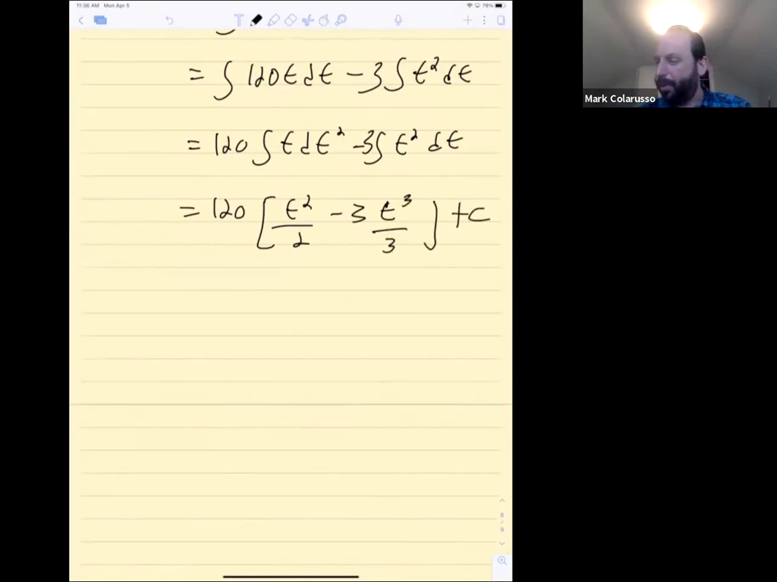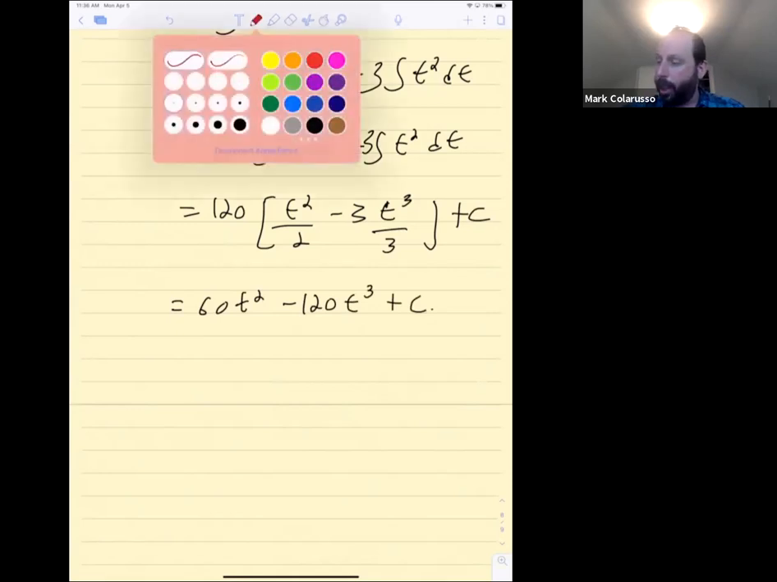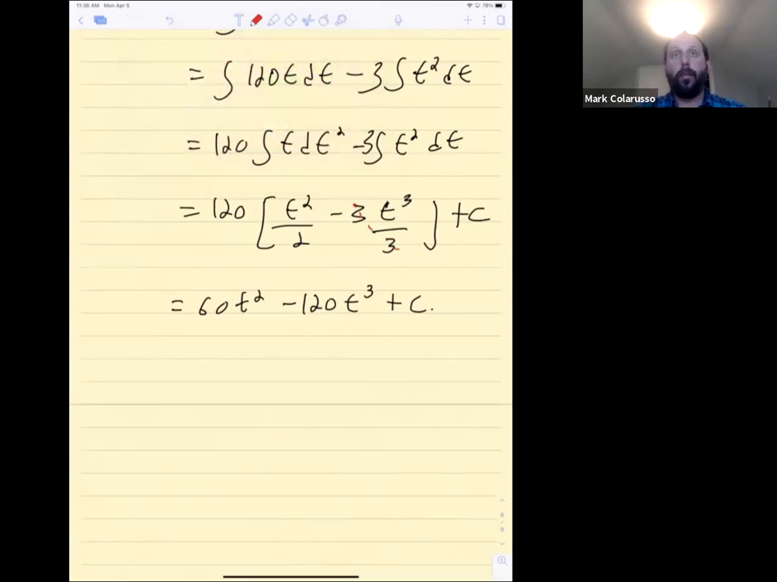And so now I should do some simplifications. So you get 60t squared minus 120t cubed plus c. I'm just canceling off these 3's, and I'm expanding the 120 inside. 120 divided by 2 is 60. Okay, so now this is p of t plus c, and we can specify exactly the plus c that we need with the initial condition.